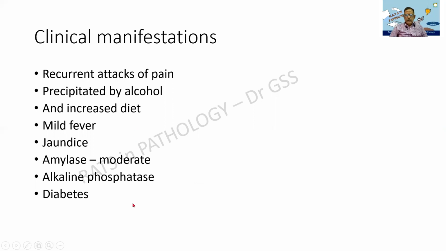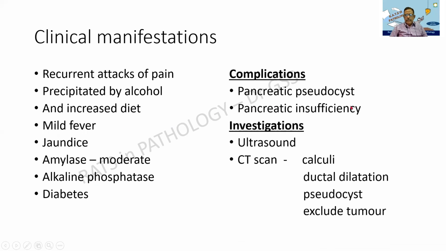The manifestations are almost similar to the acute, but only thing they will be less severe. So it can be precipitated by alcohol, jaundice will be there, and diabetes. Please remember these three things. Others obviously will be there. The complications, one can be pseudocyst, another can be insufficiency. And the methods of diagnosis are these. CT scan is used to diagnose all these conditions.